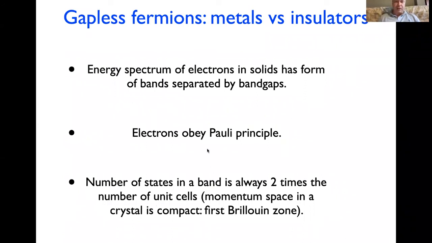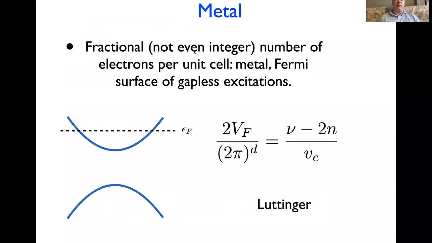Now, it's a direct consequence of this that if we have a fractional, by which I mean not even integer, number of electrons per unit cell in our material, then some number of bands is necessarily going to be incompletely filled. So the Fermi energy is going to cross one or more of the bands, and then we get a metal. So in this case, we have a whole Fermi surface of gapless excitations whose volume is directly proportional to the number of electrons per unit cell modulo even integer. This is a famous theorem due to Luttinger, that this is basically an invariant, independent, for example, of interactions to a large degree.